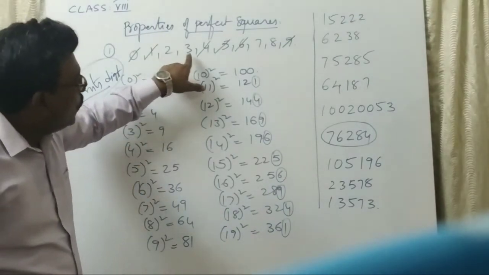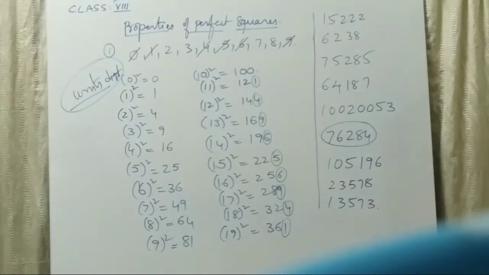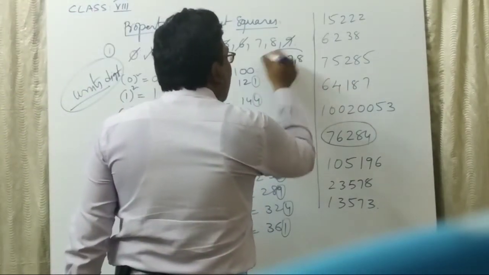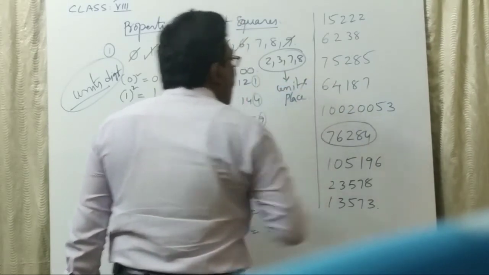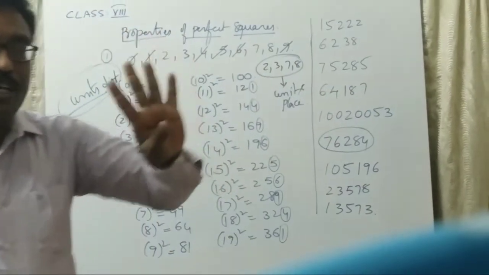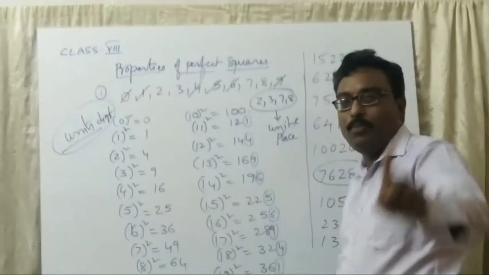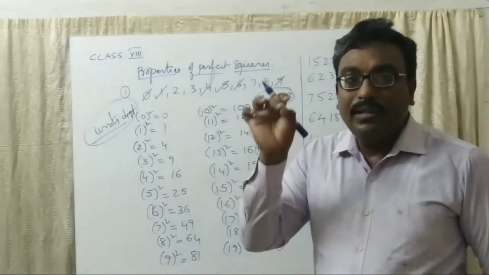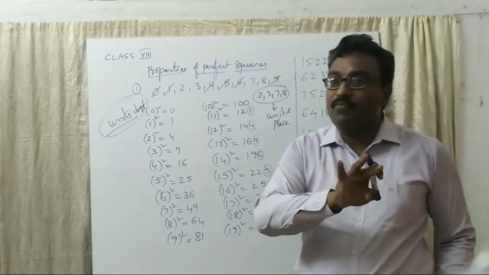Did 2, 3, 7, 8 come anywhere? No. Good. So 2, 3, 7, 8 are never there in the units place of a perfect square. These 4 numbers are never in the units place of a perfect square. We can write that as property 1: if any number ends with 2, 3, 7, 8, it can never be a perfect square.